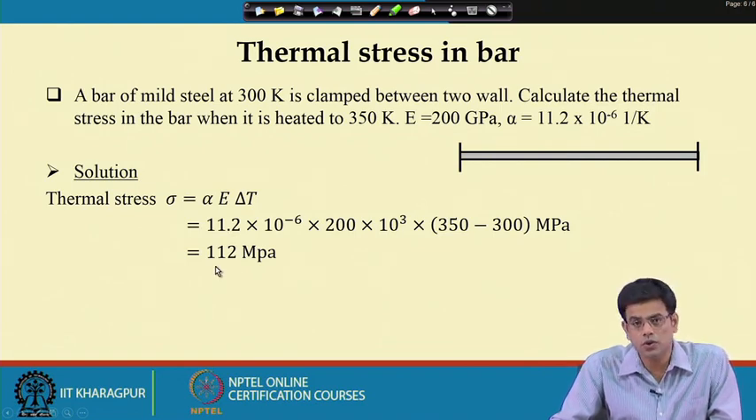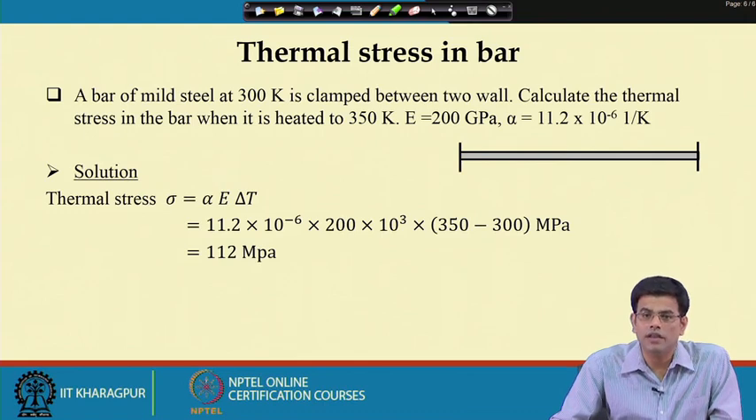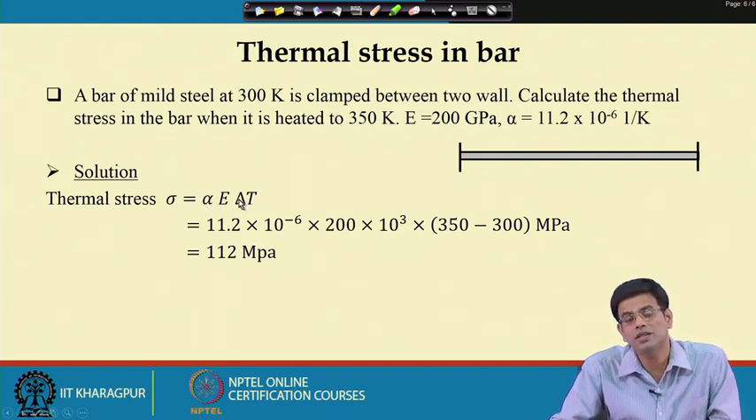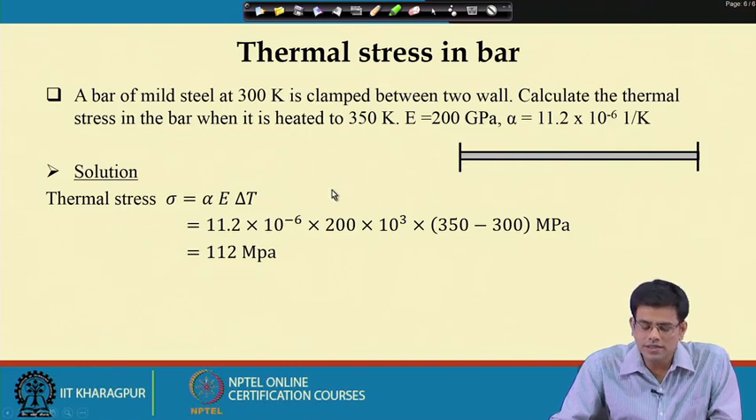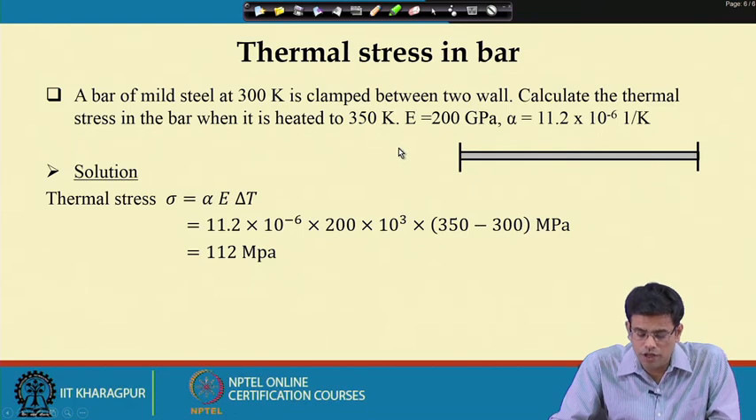So, this example shows that even for a small mild steel bar, the stress depends on alpha and delta T as well as the property of the material, that is the Young's modulus of the material. So, the stress that will be generated by a change in temperature is dependent on the elastic properties of the body as well as its thermal property.